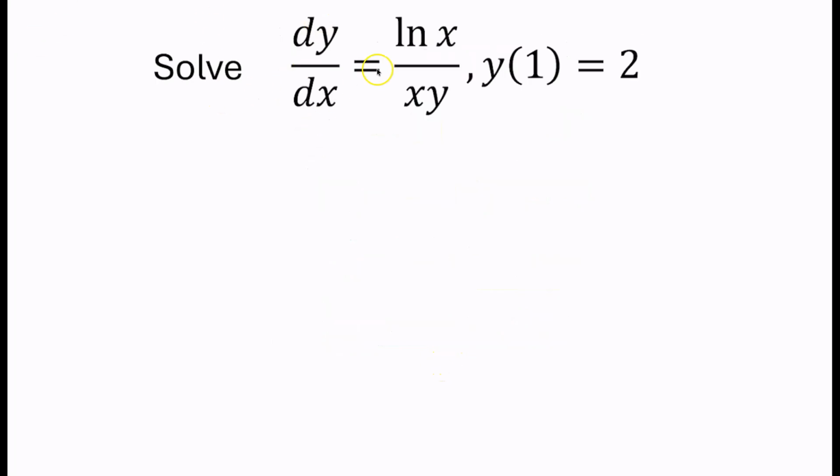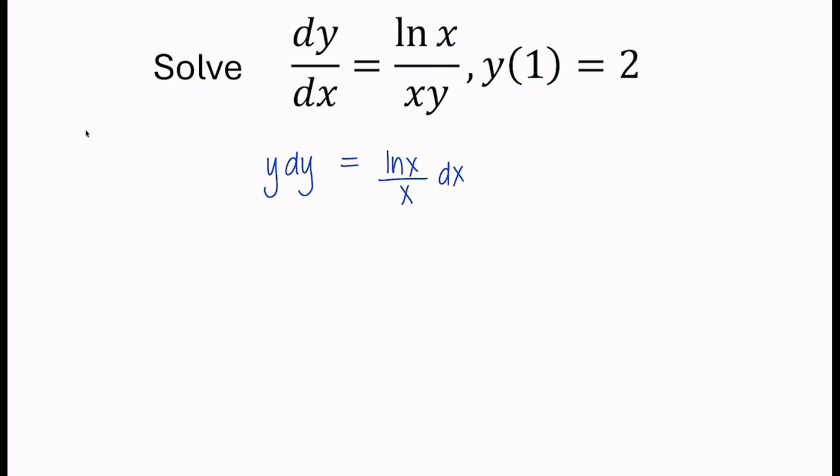Let's solve dy dx equals natural log x over x times y with the initial condition y of 1 is equal to 2. Let's start by separating the variables. I'm going to do this all at once here. So I'm going to multiply both sides by y and multiply both sides by dx. So what I'm going to get is y dy is equal to natural log x over x dx. So again, what I did was multiplied both sides by dx so that the dx is canceled. And then I also multiplied both sides by y. So over here, the y's canceled out.